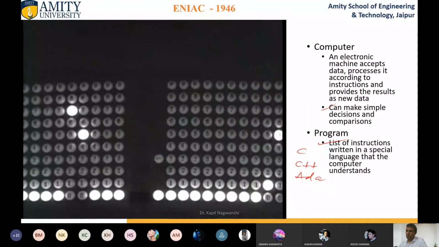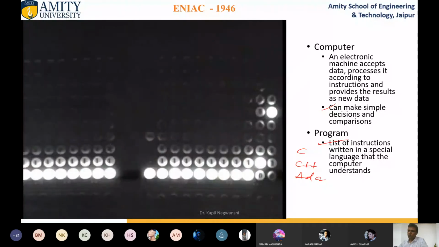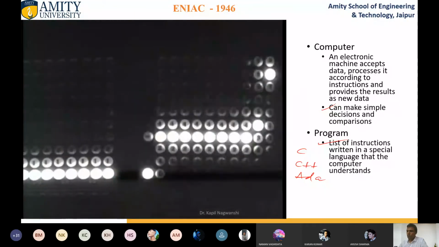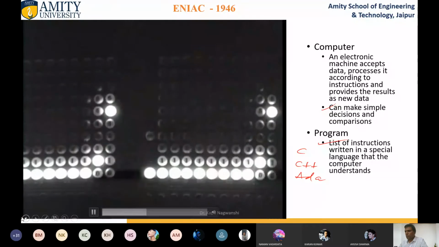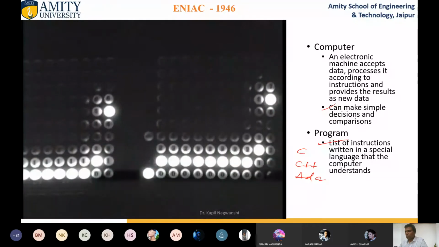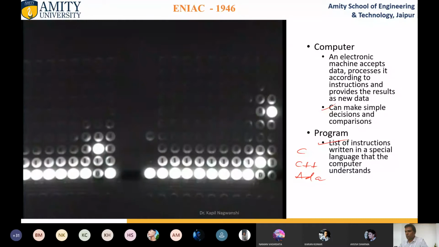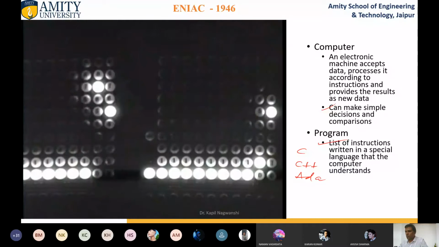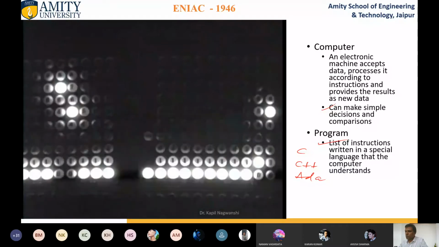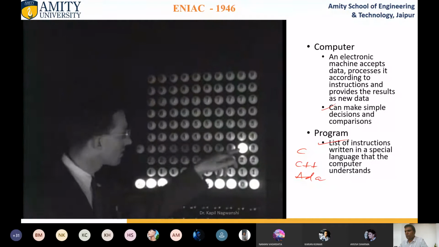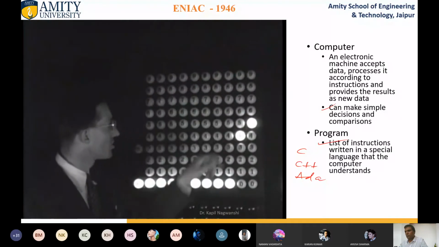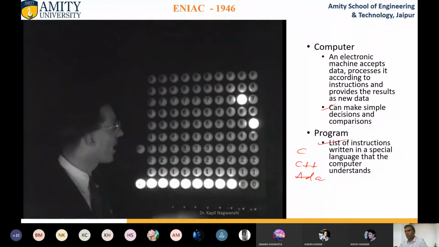ENIAC's design and construction was financed by the United States Army. The construction contract was signed on June 5, 1943, and work on the computer began the following month. The cost of the ENIAC in 1946 was just under $500,000, which is equivalent to over $6 million today.